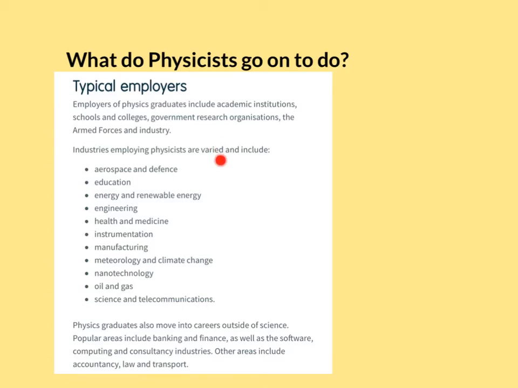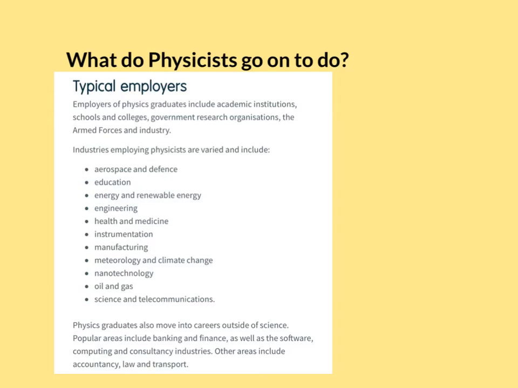So anything from aerospace and defence into education, energy and engineering. Health and medicine, there's a whole section of medical physics in terms of radiotherapy, gamma knife surgery, etc. That's an area that's getting bigger and has more employment opportunities. Manufacturing, climate change, nanotechnology, science and telecommunications. And then less obviously, lots of people with physics qualifications are heading into areas like banking, finance, computing, consultancy, law.